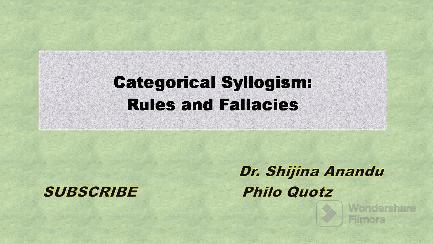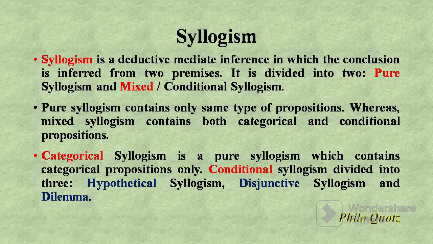Shiji. In this video, I'm going to discuss the rules and fallacies of categorical syllogism. What do you mean by syllogism? Syllogism is a deductive mediate inference in which the conclusion is inferred from two premises.